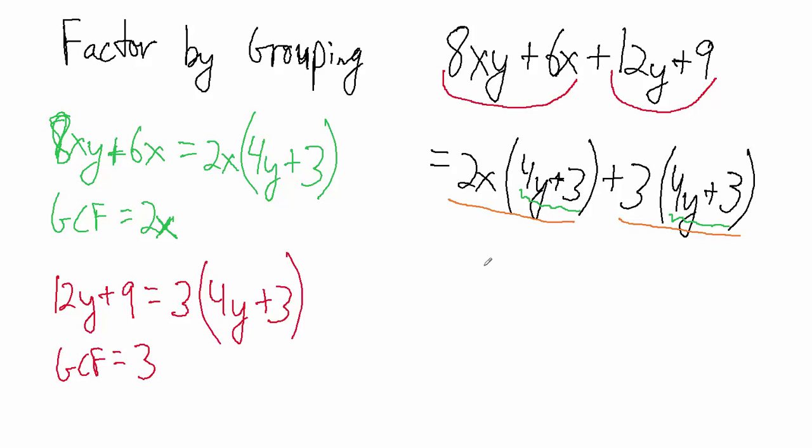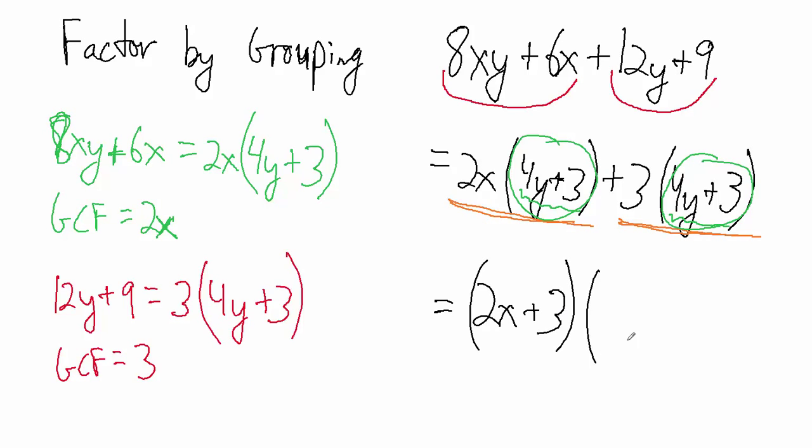Okay, so it might feel and look kind of weird, but it's really a common technique that we do all the time. Okay, here's one term, 2x times the quantity 4y plus 3, that's one term. Here's the second term, 3 times the quantity 4y plus 3. Now notice they have a factor of 4y plus 3 in common. So they have a common factor that we can pull out. So when we pull out that common factor, what do we get? Well, what's left over is 2x plus 3, multiplied by 4y plus 3.